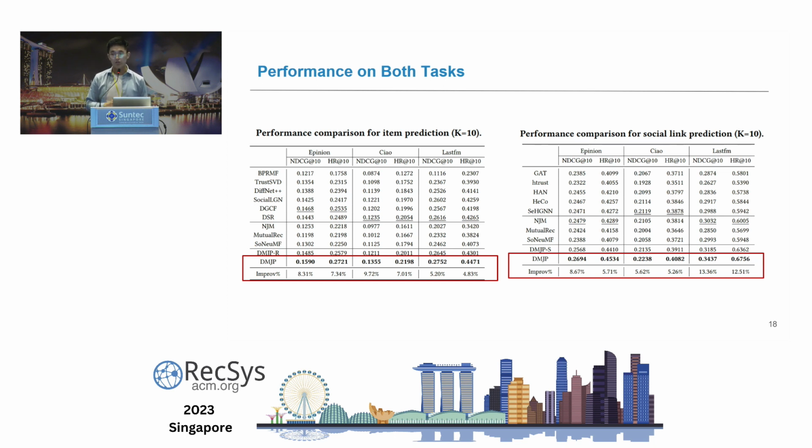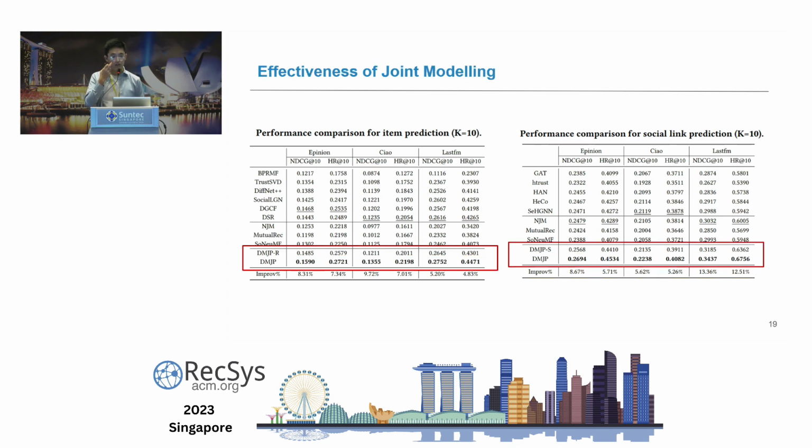Item prediction task and the social link prediction task. So we compare mainly with two types of baselines. The first type is the joint methods that also perform item prediction and social link prediction simultaneously, and the other class is the ones that do a single task. As we can see, our method outperforms the baselines consistently on all three data sets and on both tasks. We also did an ablation study to see the effect of the joint modeling.